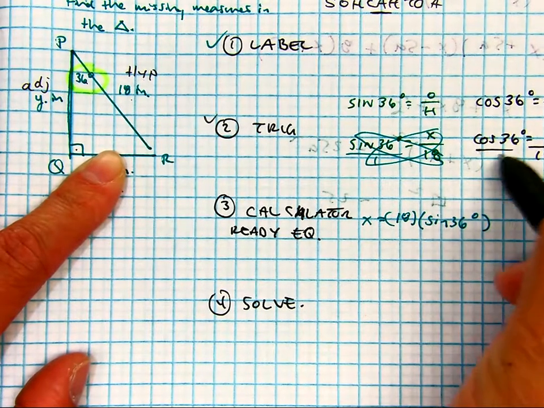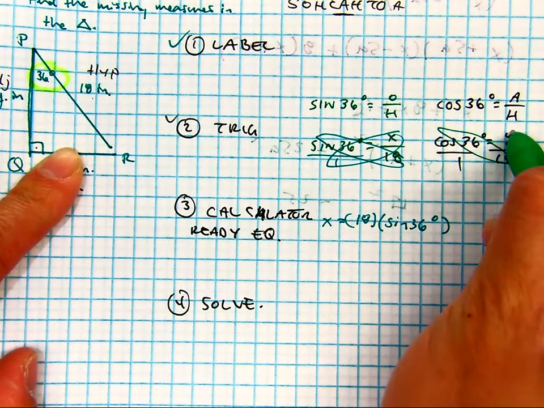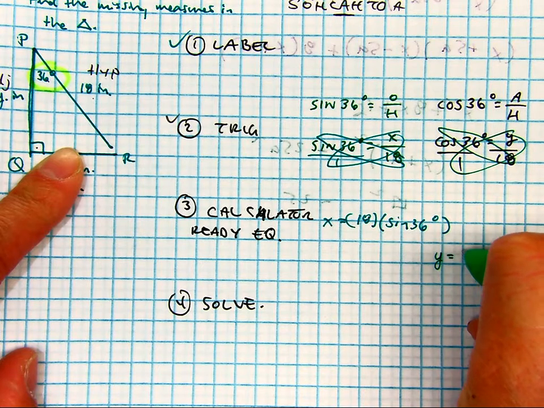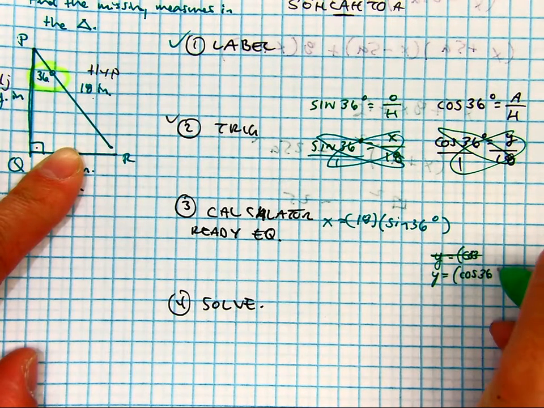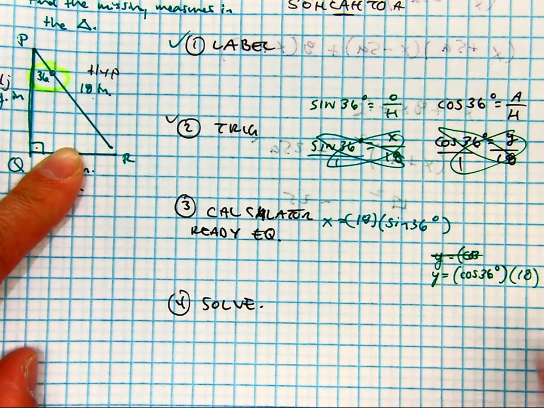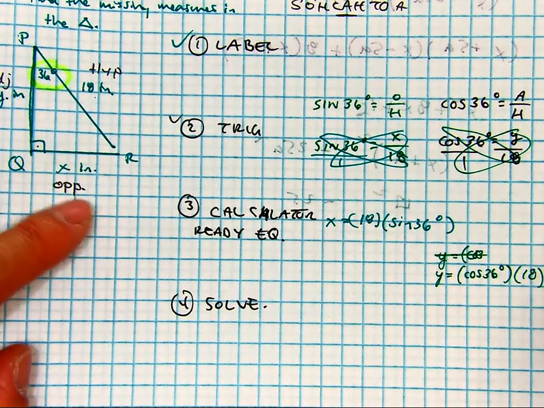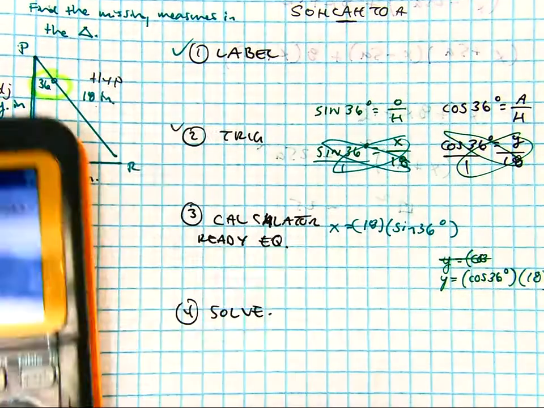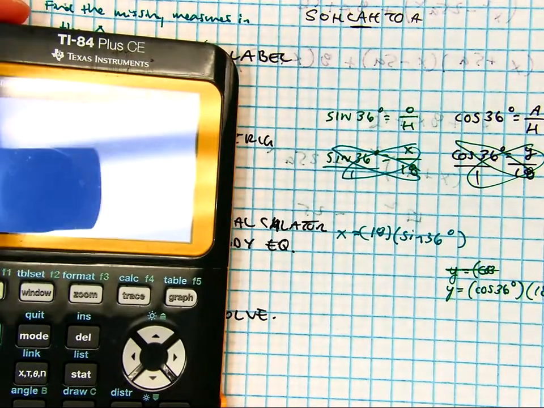And then you'll do the same thing. You're going to cross multiply. There I get y is equal to cosine of 36. Try that again. y equals cosine of 36 degrees times 18. So there I have two calculator ready equations. It didn't tell us where to round. So if I don't tell you where to round, then you're okay. You can just round almost anywhere.